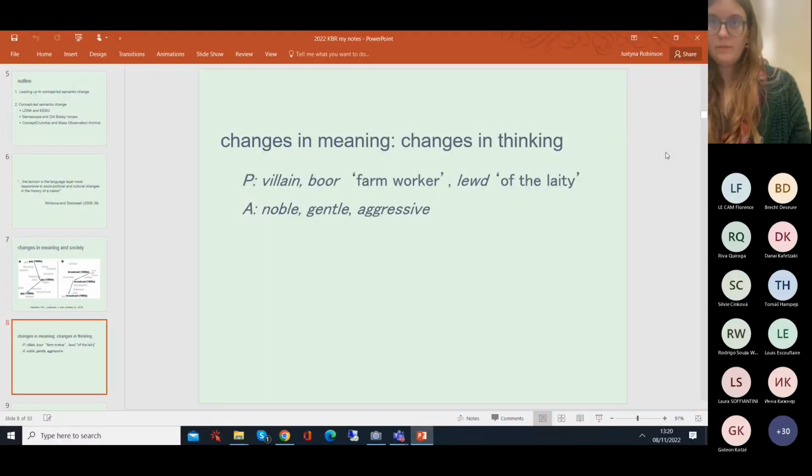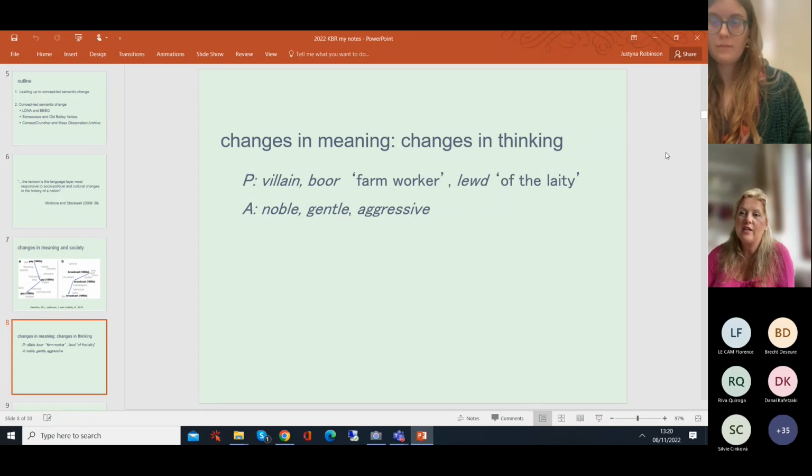negative. It's a negative character. The same with some adjectives like noble or gentle. Think about aggressive, for instance. Aggressive is traditionally a negative term, but you've seen, especially in more marketing, business talk, people talking about aggressive sales strategy, aggressive marketing strategy. So it's certainly gaining positive connotations. So it shows how changes in society are here being captured by changes in words.